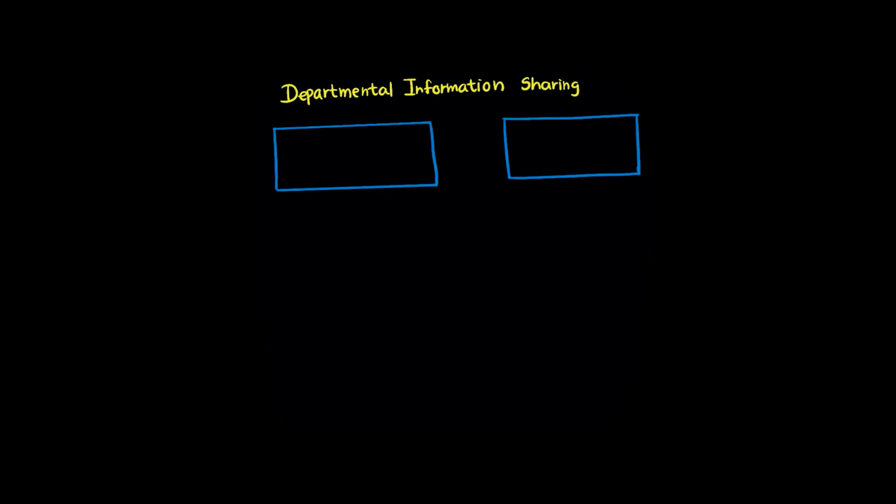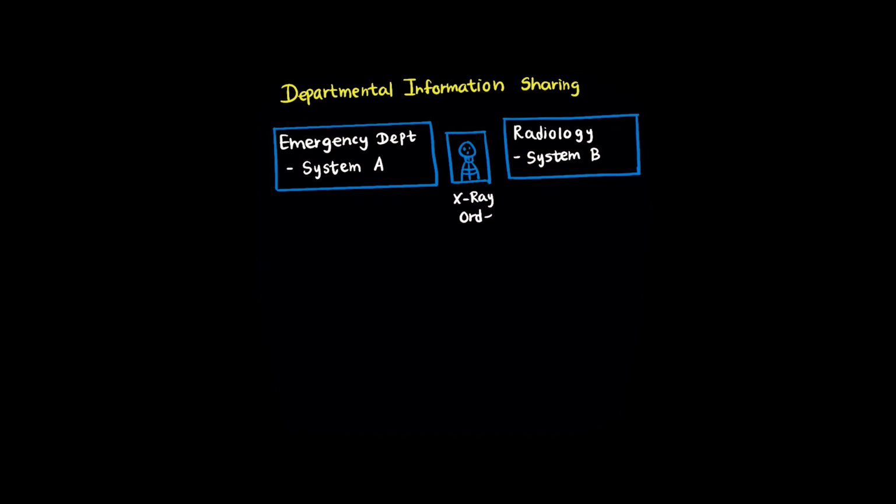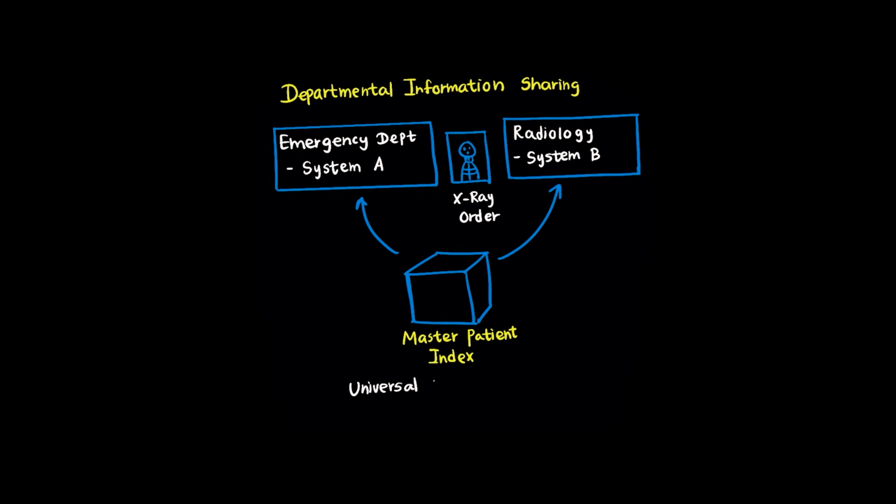Let's dig into how different departments within the same hospital share patient information when they're using completely different computer systems. The emergency department has one system, radiology has another, but that chest X-ray order needs to be accessible in both places immediately. You might think this requires a continuity care record, but that's for transferring between different healthcare organisations. Health information exchange typically means sharing between separate hospitals. An interface connection helps systems talk, but that's not what identifies the patient. The key here is the Master Patient Index.